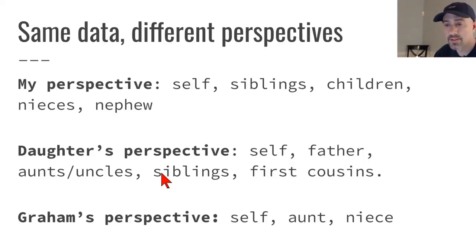But if my daughter had done this same study, it would have been self, father, aunts, uncles, siblings, and first cousins. So it's just a matter of perspective, and you can see if Graham had done this exact same study, for him it would have been self, aunt, and niece in comparison with a bunch of distant Lee matches. So just to shift the perspective on this specific example, you can see that depending on how you approach the problem, you can solve the problem with very different arrays of family members.